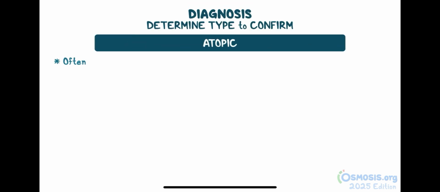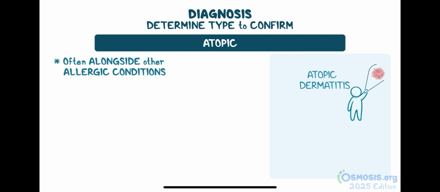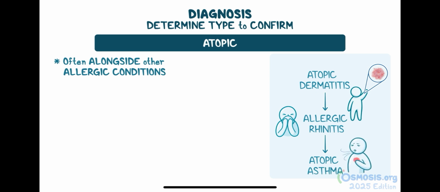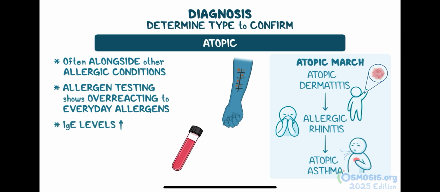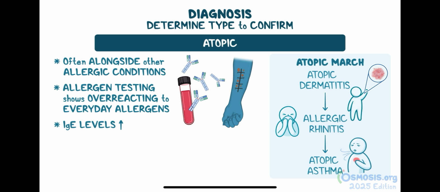Atopic asthma often appears alongside other allergic conditions. Many individuals early in life first experience atopic dermatitis, followed by allergic rhinitis, and eventually develop breathing difficulties suggestive of atopic asthma. This pattern of progression is known as the atopic march. Next, allergen testing, such as a skin prick test, often shows a person is overreacting to everyday allergens. And if you check IgE levels, they are typically high because B cells are pumping these antibodies to gear up the immune system for future exposures.